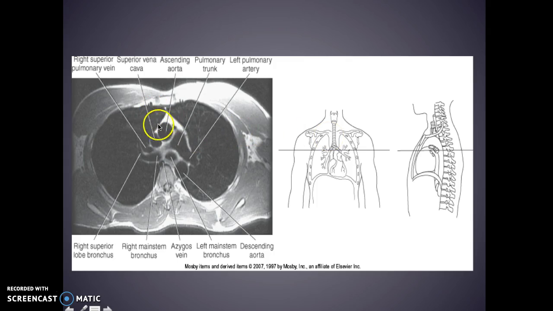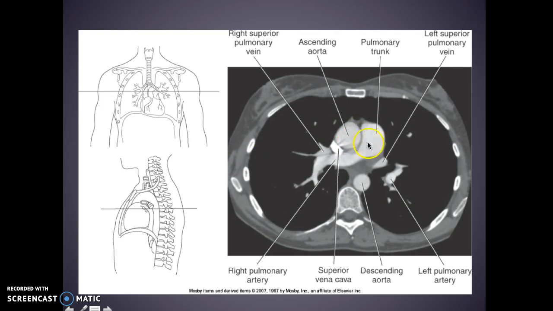MRI. So this is your ascending aorta, your pulmonary trunk coming off to your left pulmonary artery, and what else? Descending aorta. So I want you to know your azygos vein is right there. So CT, here's your pulmonary trunk and your right pulmonary artery with your superior vena cava. Remember, nice and bright. And here's your ascending aorta.